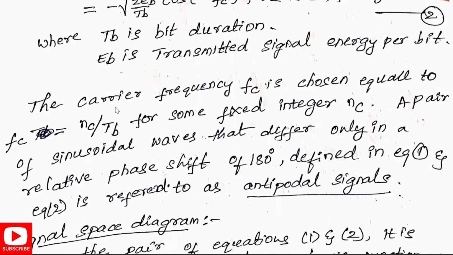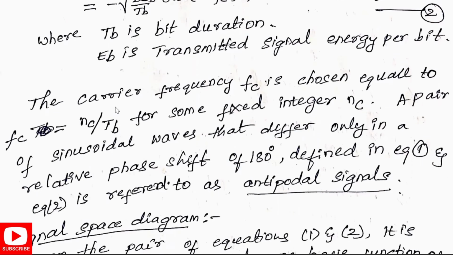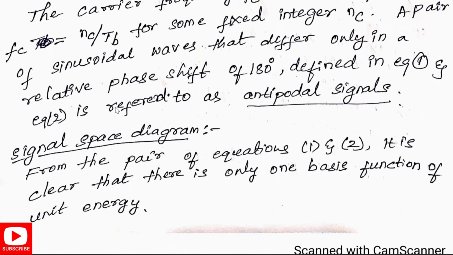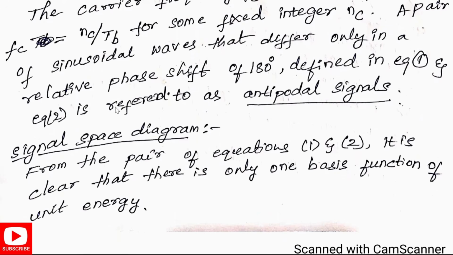Next comes FC. FC is our carrier frequency, which is equal to NC by TB for some fixed value of NC. Now a pair of sinusoidal waves that differ only in a relative phase shift of 180 degrees, as in equations 1 and 2, is referred to as antipodal signals. Next, the signal space diagram of what we have done. We have 2 equations, right?